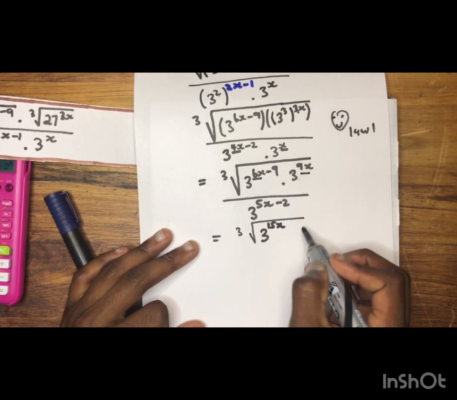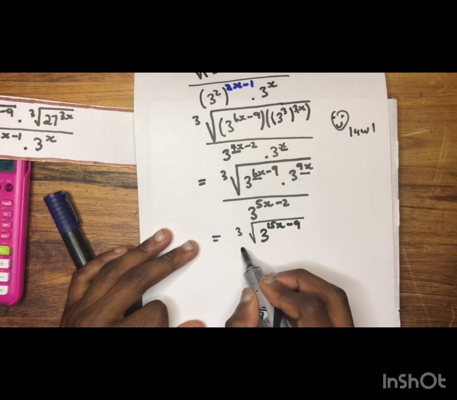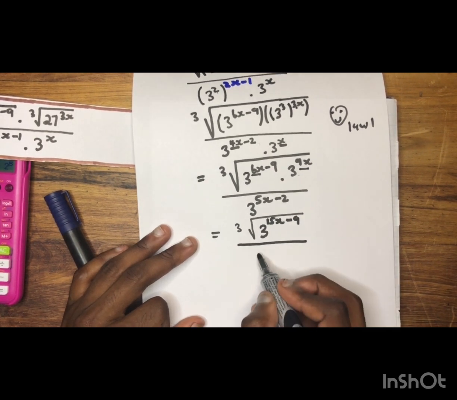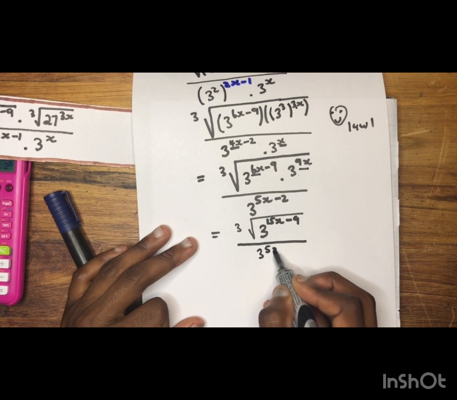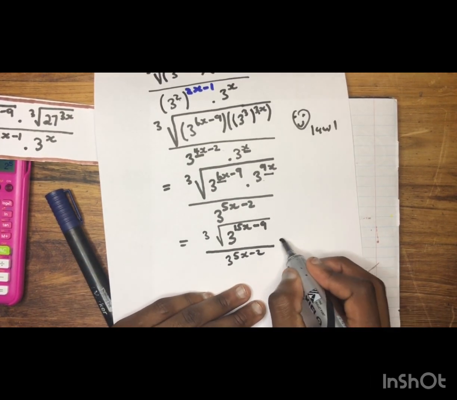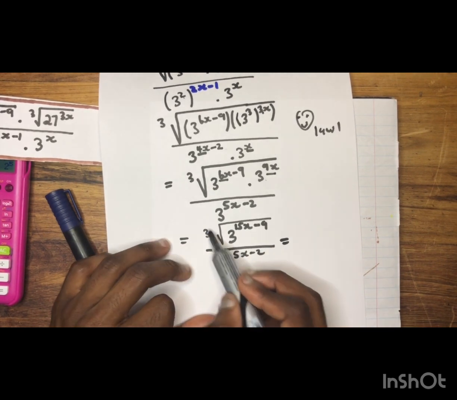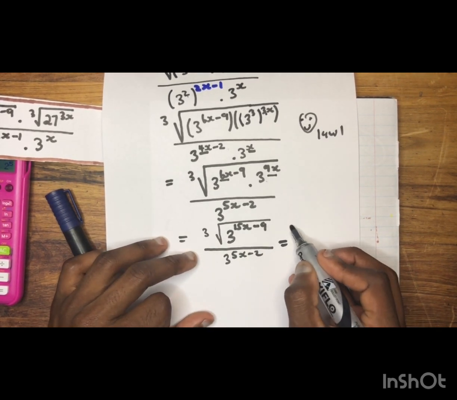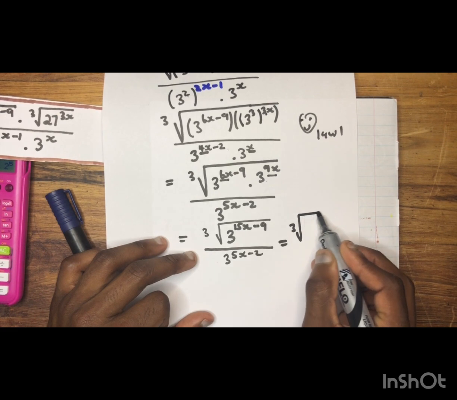15x minus 9. Alright. Over 3 to the power 5x minus 2. Okay. Now, guys, the aim is to get rid of this cube root. So I have cube root again.